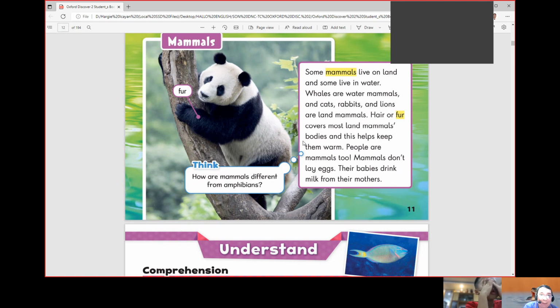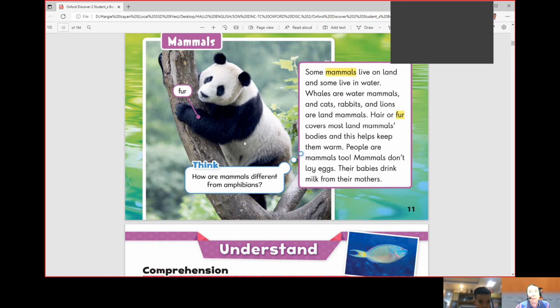Just like, for example, this one. What kind of animal is this? It's a panda. So a panda has fur, right? So what's the use of their fur? To cover their body, so that it helps them keep warm.